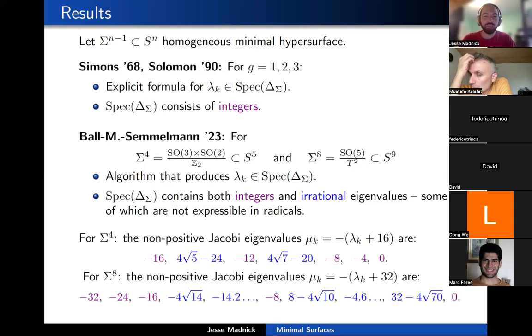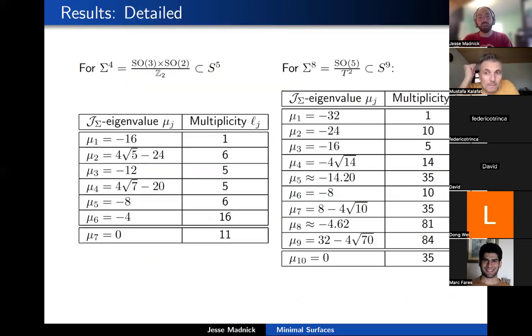Okay, so this gives us the index and nullity as a corollary. Of course, you don't just need the eigenvalues, you need their multiplicities. So that's what we do. For each of these eigenvalues, we know their multiplicities. So if you add up these multiplicities, you get the index. And similarly here, you add up these, you get the index. And these two, of course, are just the nullity. Okay, so this is what we get.